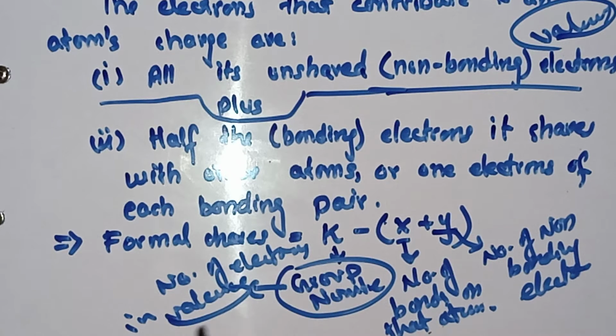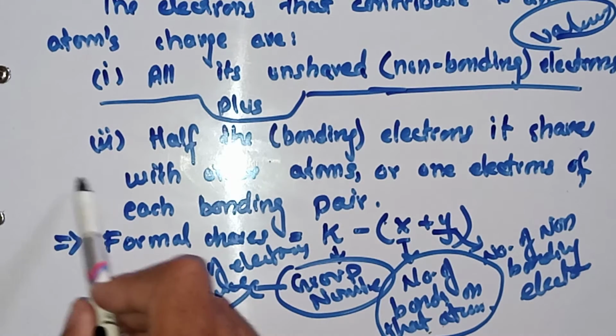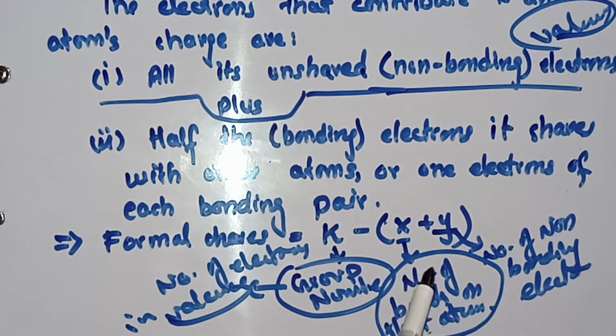If you know the group number of the atom, you subtract x plus y from the group number of the atom, where x is equal to the number of bonds on that atom. As I told you before, half the bonding electrons it shares with the other atom. The number of bonds means that each bond contains two electrons, so one electron of this atom will be present.